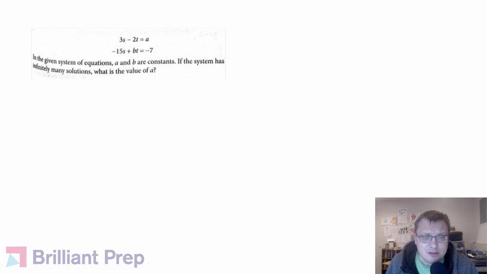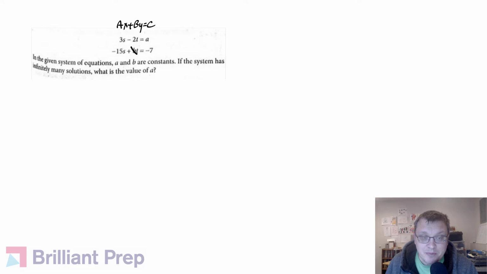So the trick on these questions, when you have infinite solutions and your system is written like this, in this ax plus by equals c form, the trick is when you have infinite solutions, the ratio of these coefficients for each of these terms should be equal. So in other words, the ratio of 3 to negative 15 should equal the ratio of negative 2 to b, should equal the ratio of a to negative 7.